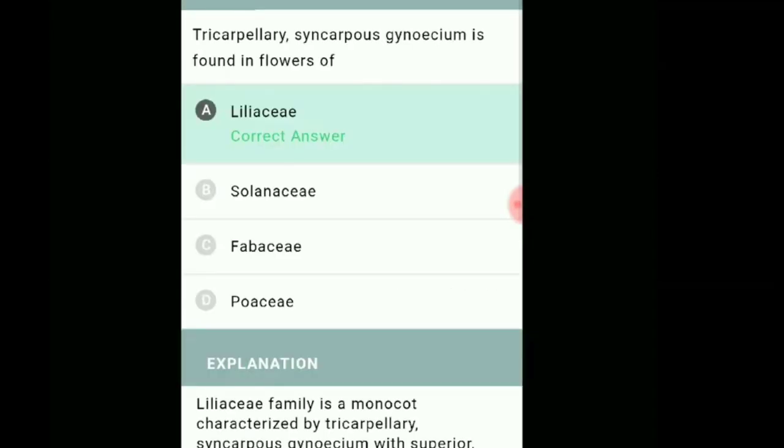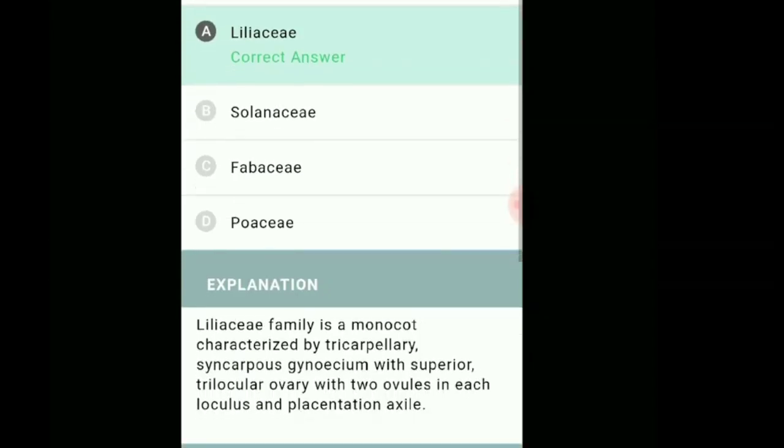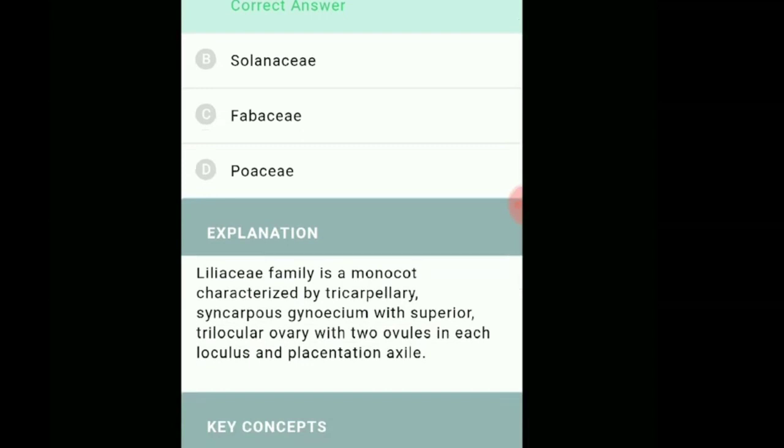Question number 79. Tricarpellary syncarpous gynoecium is found in the flowers of. And the answer is Liliaceae. Liliaceae family is a monocot family characterized by tricarpellary syncarpous gynoecium, with superior tricarpellary ovary with 2 ovules in each locule and axile placentation.